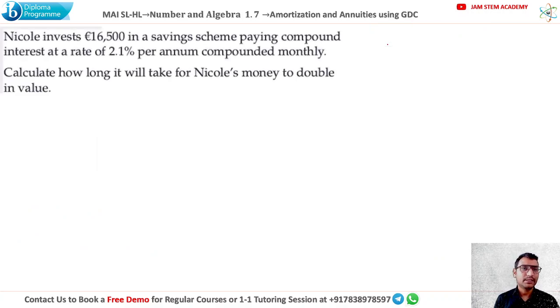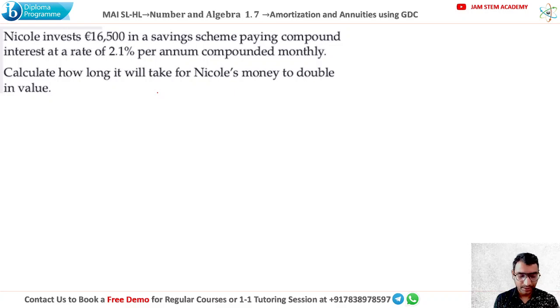Okay. So let's start with a question and how to solve it using the TVM solver. Here is the question. It says Nicole invests 16,500 in a savings scheme paying compound interest at a rate of 2.1% per annum compounded monthly. Calculate how long it will take for Nicole's money to double in value. So without even using the calculator we can get the answer, but okay, let's see how we can use our TVM solver.